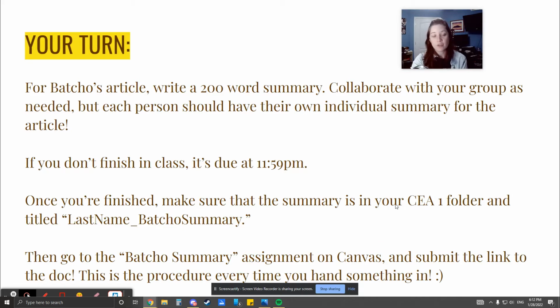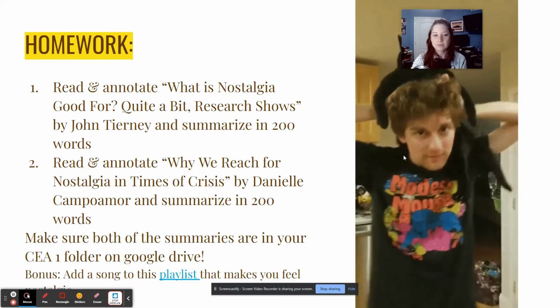And this is the procedure for anything that I ask you to hand in, like a summary. Otherwise, it's like bring it in, like annotations. I'm probably never going to have you submit those because that's annoying. Just bring it to class and I'll walk around and check it. It's one less thing for me to have to sit and diligently grade.